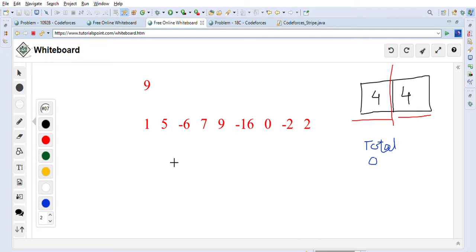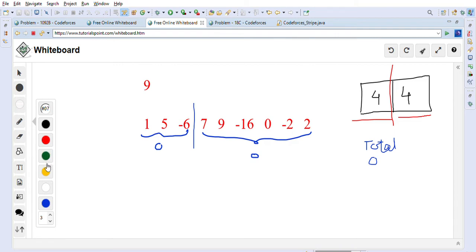So in this case, how can we cut? Let's see. If we are cutting this stripe here, then you can see the left sum is equal to 0, and the right sum is also equal to 0. 9 plus this 16, 16 gets cancelled, minus 2, 2 gets cancelled, so this is also 0. So this is one way to cut it.